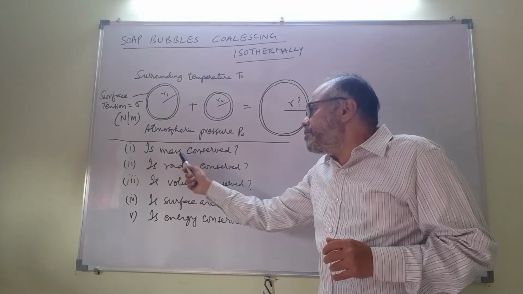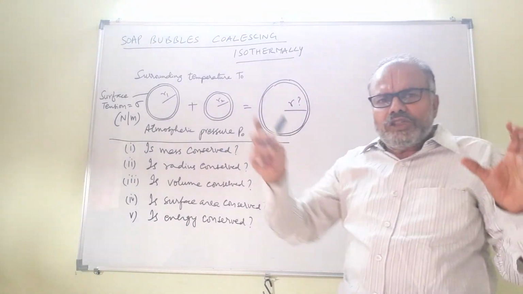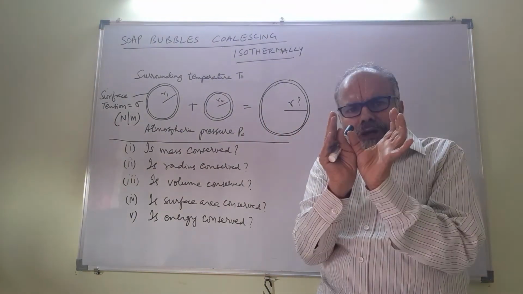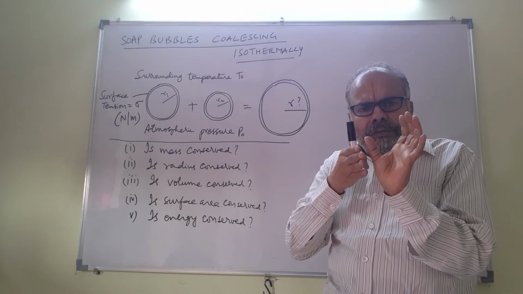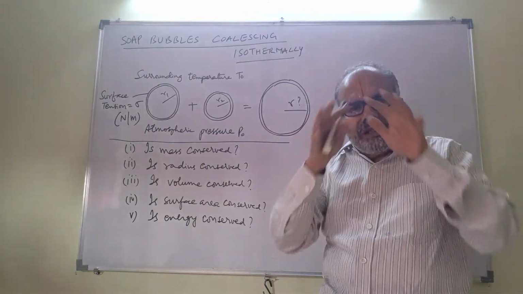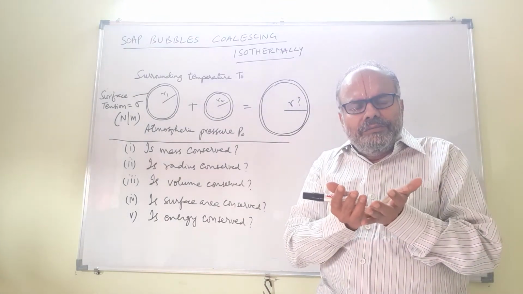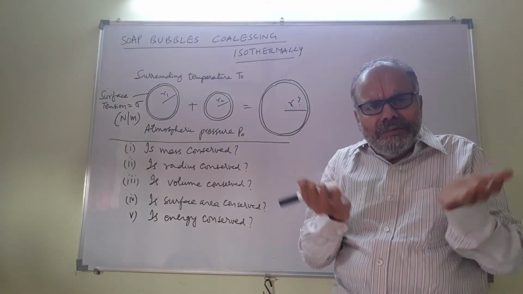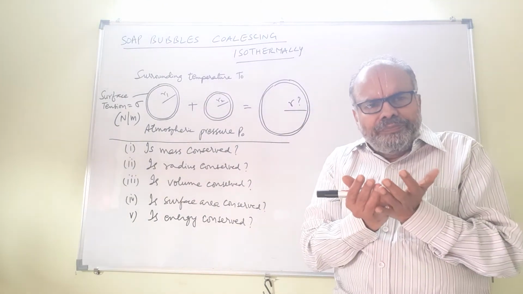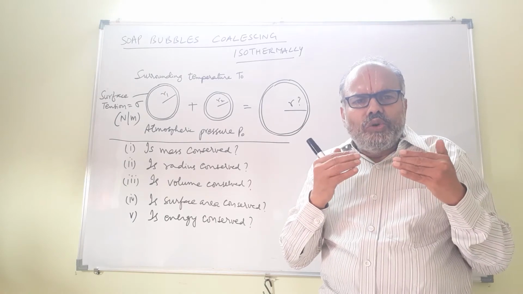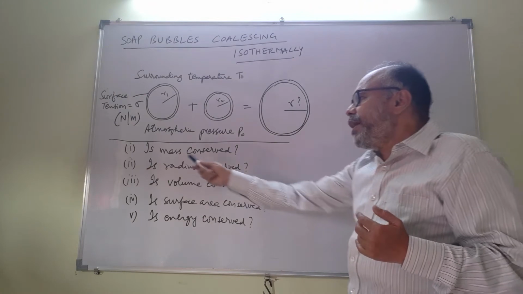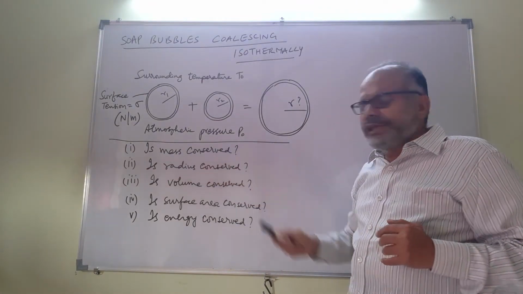Firstly, let us ask whether mass is conserved. We are assuming that when the two bubbles coalesce, they come and join together and their common wall is broken, and the air mixes and forms a bigger bubble, a single bubble. We don't know whether it's bigger or smaller, but a single bubble. So we are assuming that there is no leakage of air outside and no outside air comes in. So in fact, mass will be conserved.